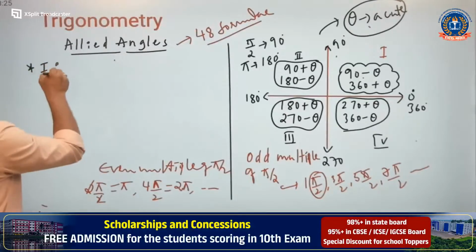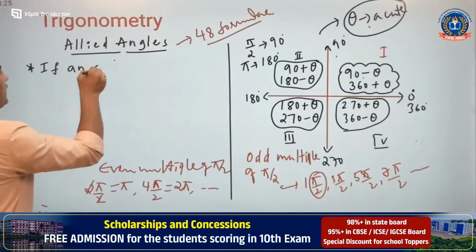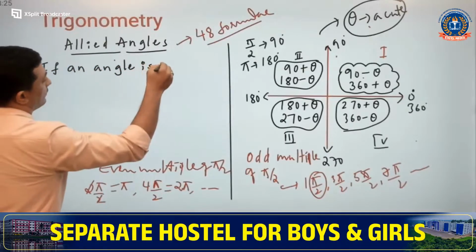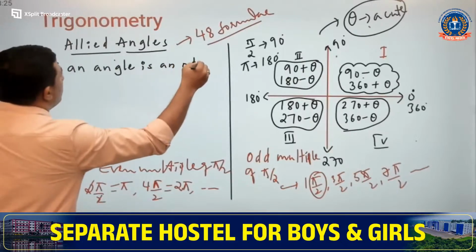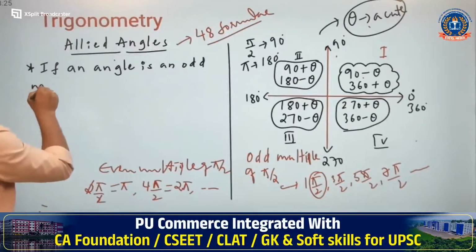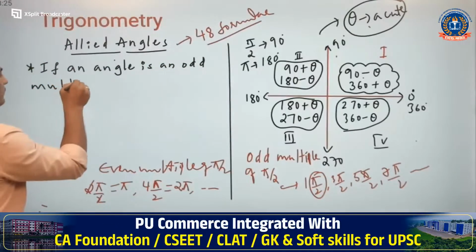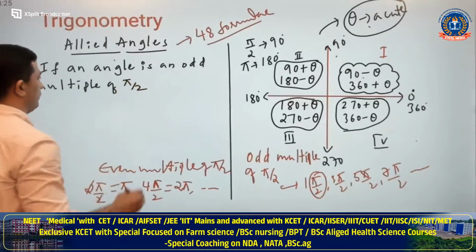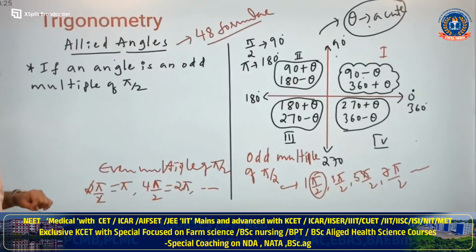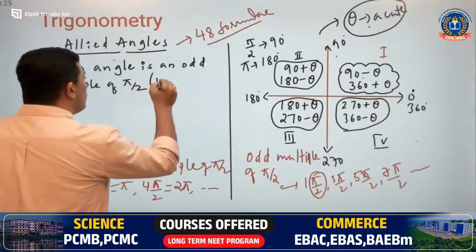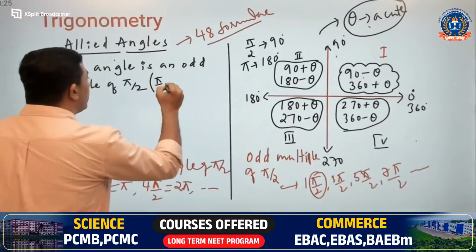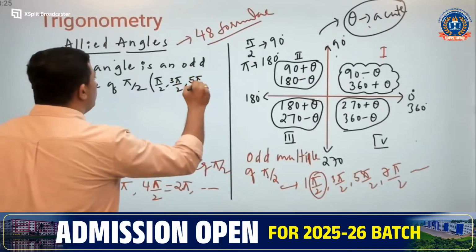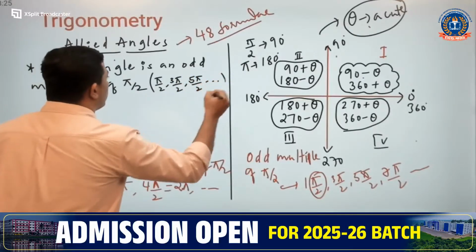If an angle is an odd multiple of π/2. Okay, odd multiple of π/2 means how does it come? π/2 comes, 3π/2 comes, 5π/2 and so on.